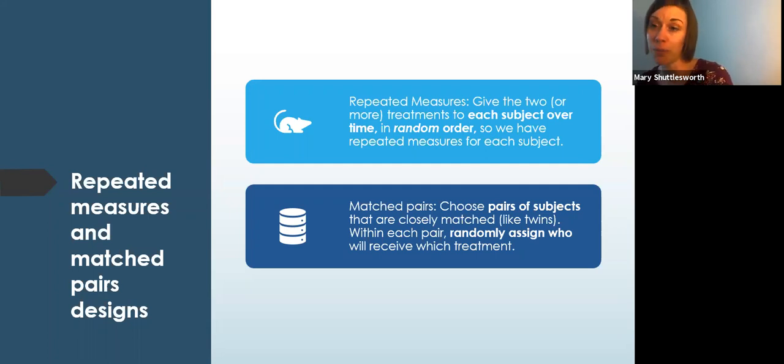And then with matched pairs, we are matching, as the name suggests, pairs of participants. So we choose two people who are very, very closely like one another. Twins are a good example here. Then we randomly assign twin 1 to this condition and twin 2 to that condition. And then we're going to compare those twins, right? They're like a matched pair, to determine the effect of the treatment.